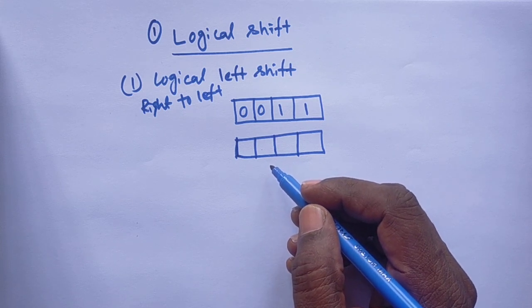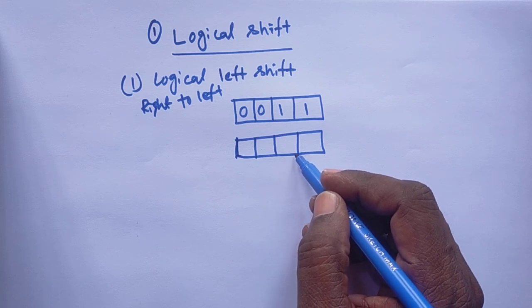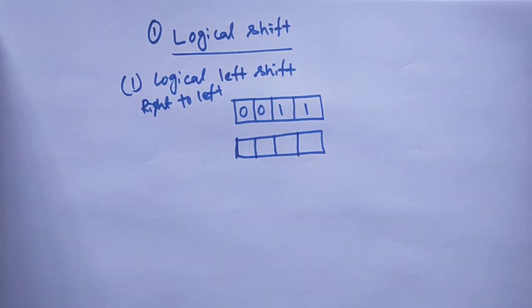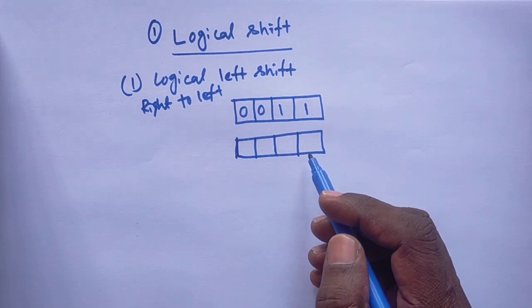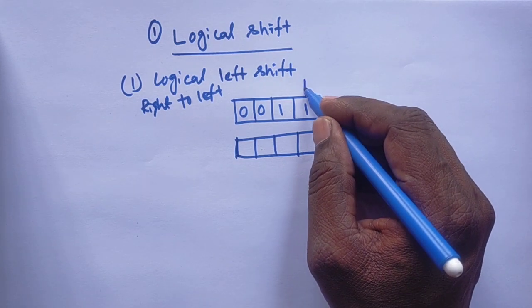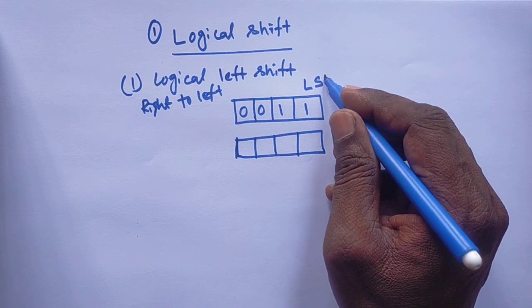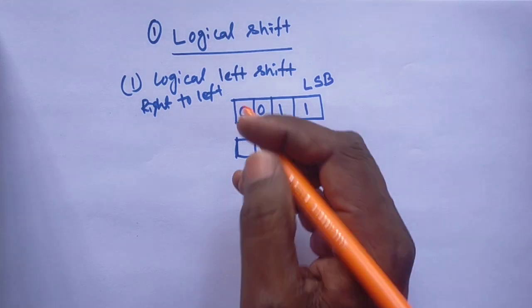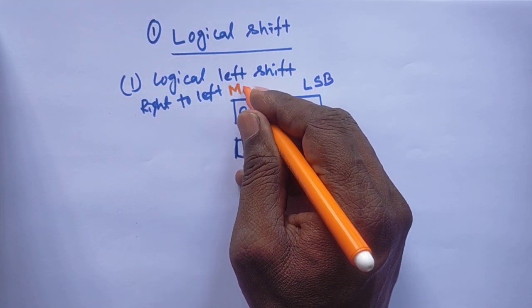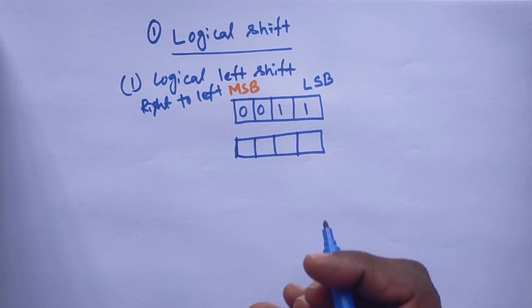Now we see, first of all, we define the two side bits. One side bit is considered the least significant bit. Here we can tell this is the LSB, and here we can tell this is the MSB. Remember, most significant bit and least significant bit.